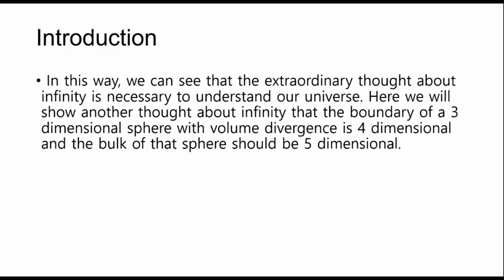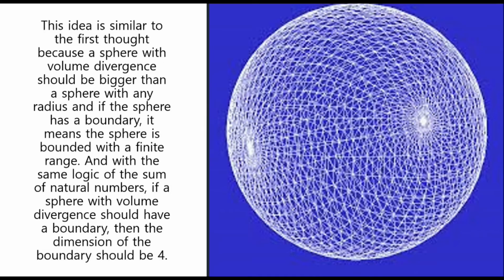Here, we'll show another thought about infinity: that the boundary of a three-dimensional sphere with volume divergence is 4-dimensional, and the bulk of that sphere should be 5-dimensional. This idea is similar to the first thought because the sphere with volume divergence should be bigger than a sphere with any radius, and if the sphere has a boundary, it means the sphere is bounded within a finite range. And with the same logic as the sum of natural numbers, if a sphere with volume divergence has a boundary, then the dimension of the boundary should be 4.